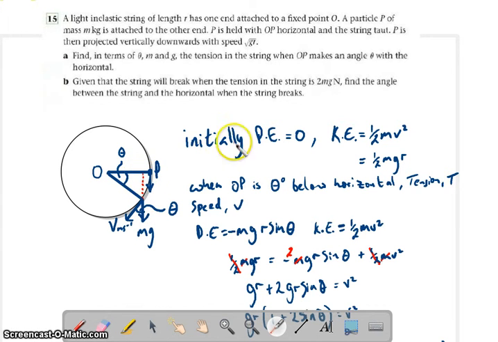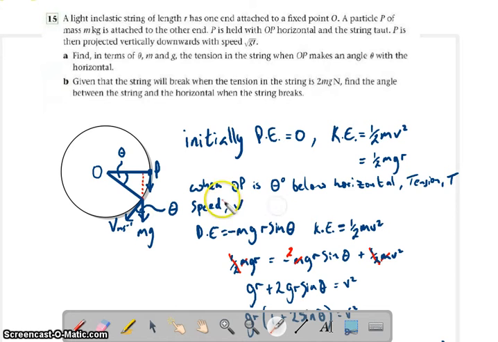So we set some initial conditions with our initial potential energy. We set it equal to 0 here, it just makes it easy. It starts off at 0, it's a good start value. Now obviously we have an initial kinetic energy because it's projected vertically downwards with speed root gr. So if we square the velocity, then root gr squared just makes gr. So we've got kinetic energy half mgr. So when OP is theta degrees below the horizontal, we need to find the tension and speed basically.